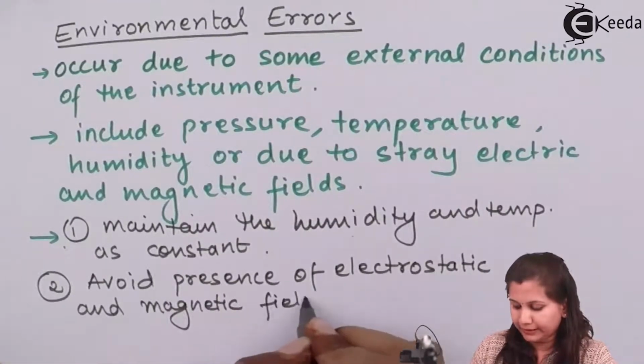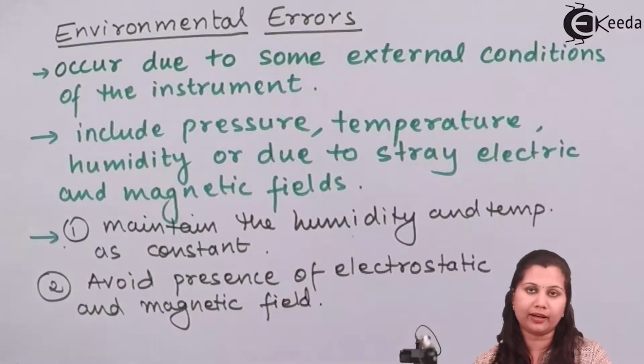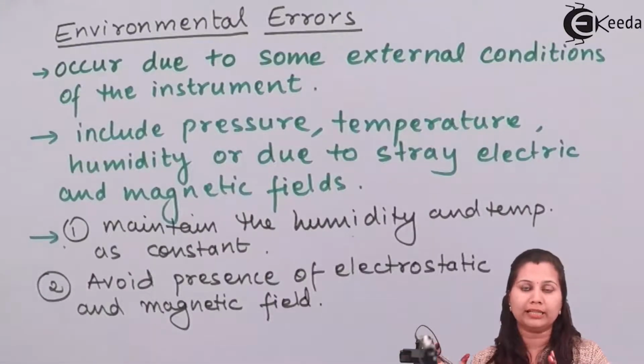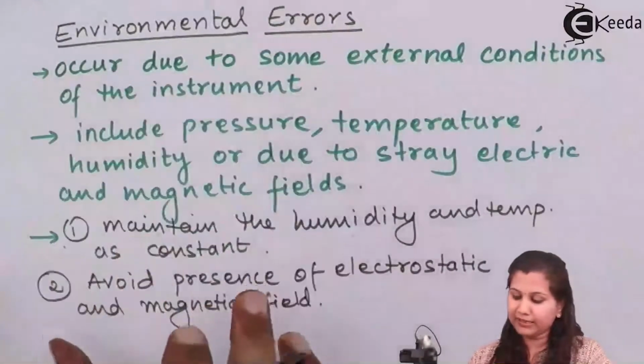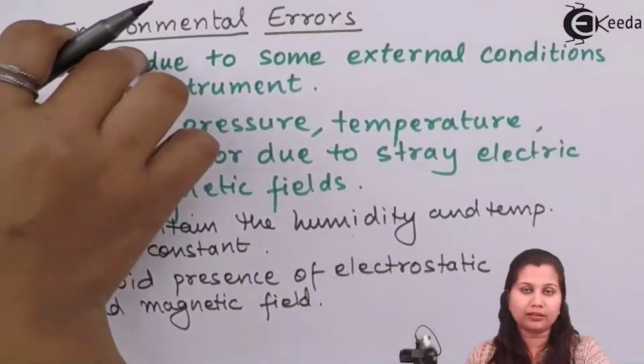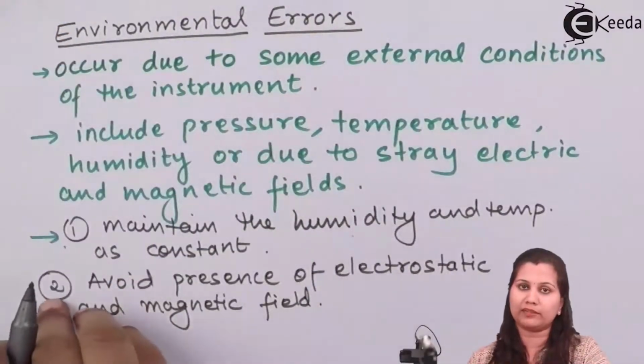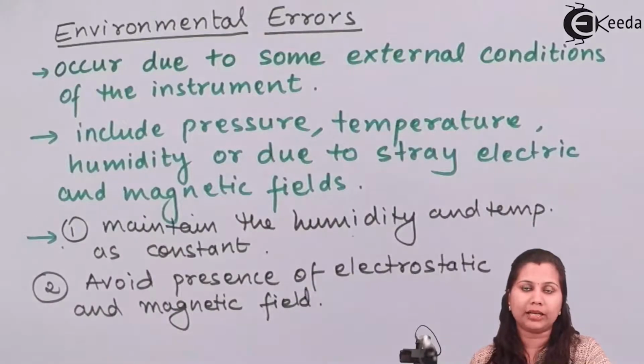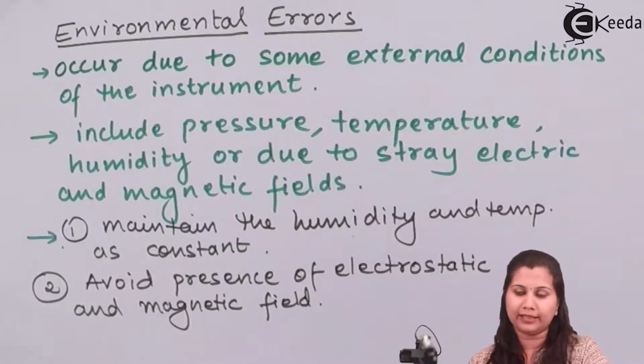For electric and magnetic fields, we can provide a shield around the instrument, so that these magnetic fields and electric fields cannot affect the instrument. So if any error is occurring due to the environment surrounding the instrument, then those will come under the category of environmental errors. Next type of errors are observational errors.